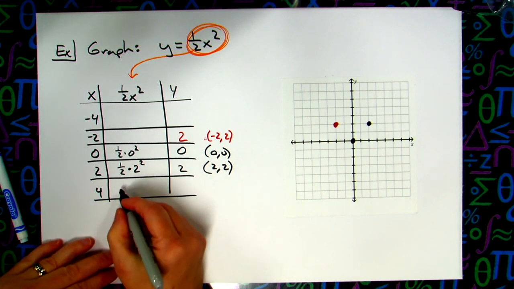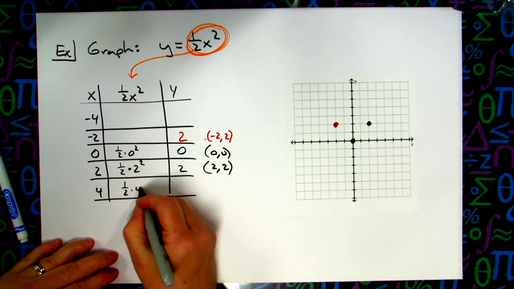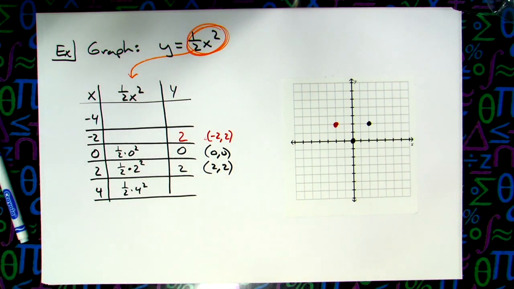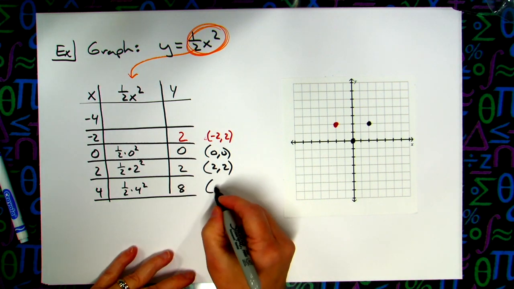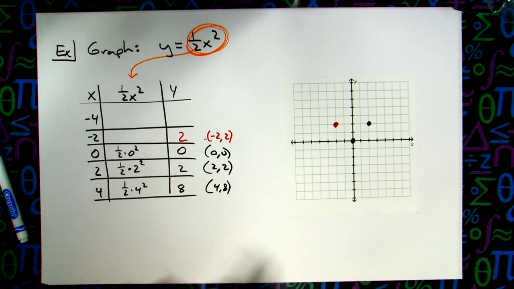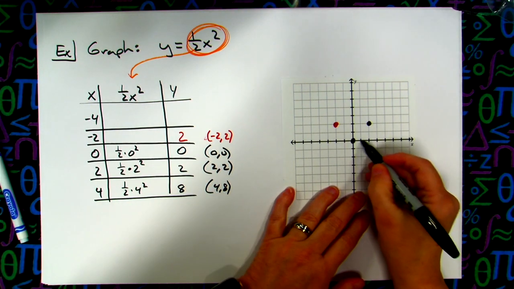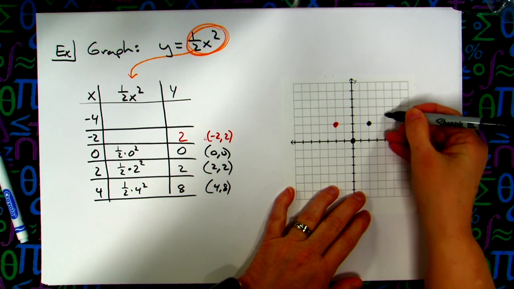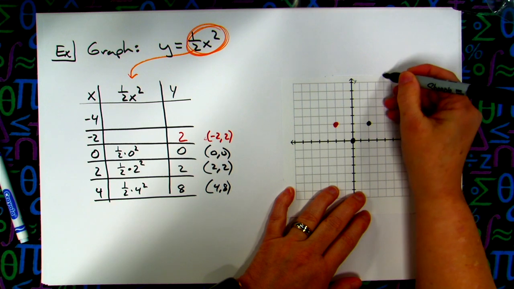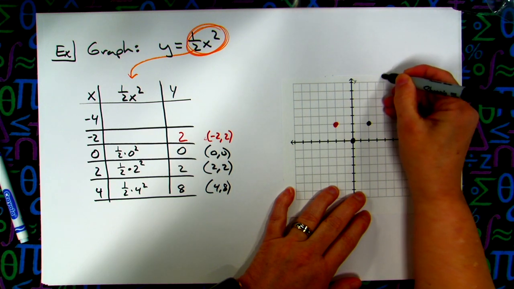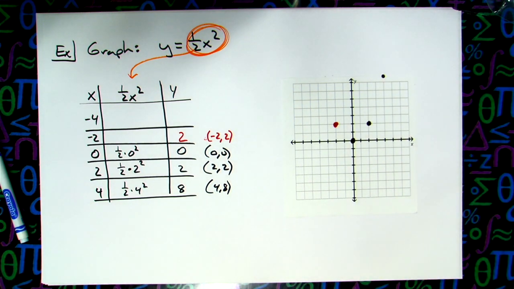Okay, let's do the 4, 1/2 times 4 squared. Okay, what's 4 squared? 16, half of 16? 8. All right, so then I've got the ordered pair 4, 8. So 1, 2, 3, 4. 1, 2, 3, 4, 5, 6, 7, 8. I'm just a smudgy bit off my graph paper. You're probably still on your graph paper.